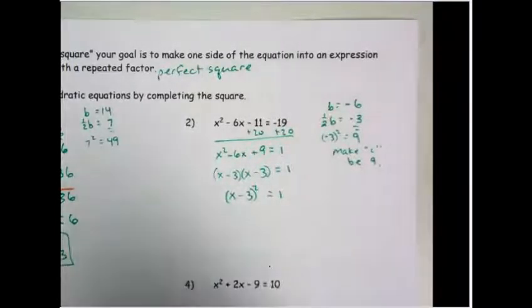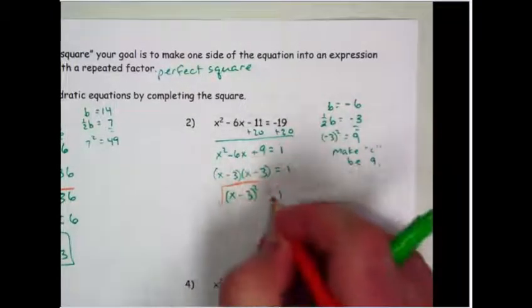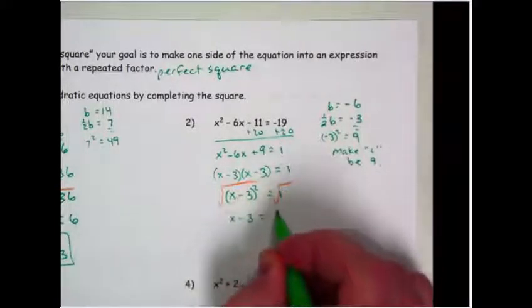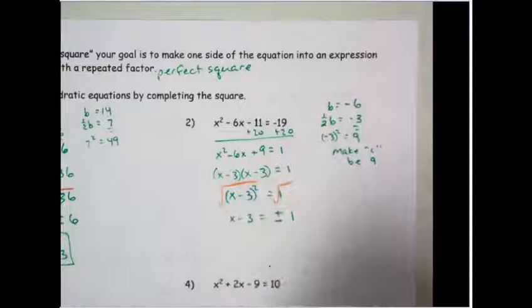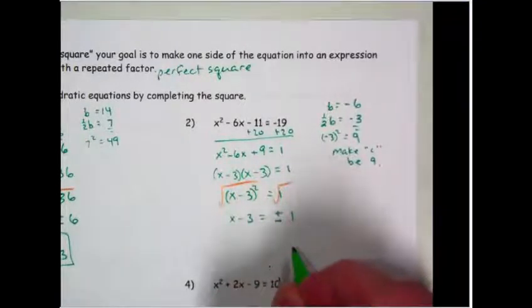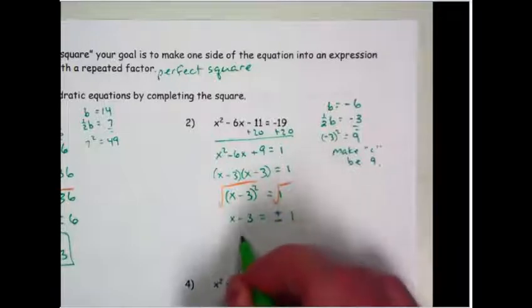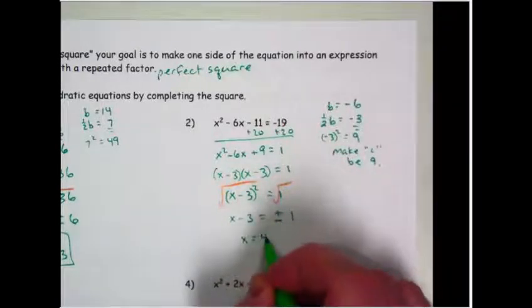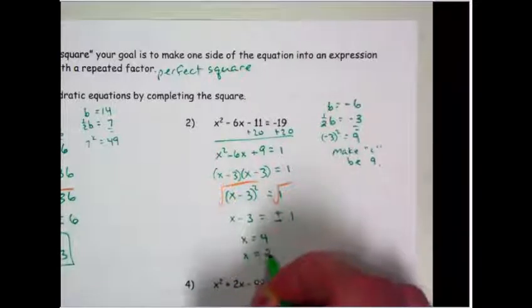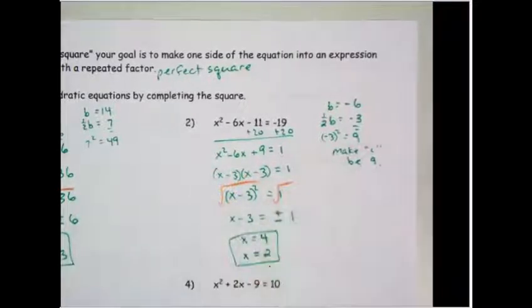I would then do the square root of both sides, so I would get x minus 3 equals positive and negative 1. I would solve by adding 3 to both of these terms. So positive 1 plus 3 is 4, negative 1 plus 3 is 2. And there are my two answers.